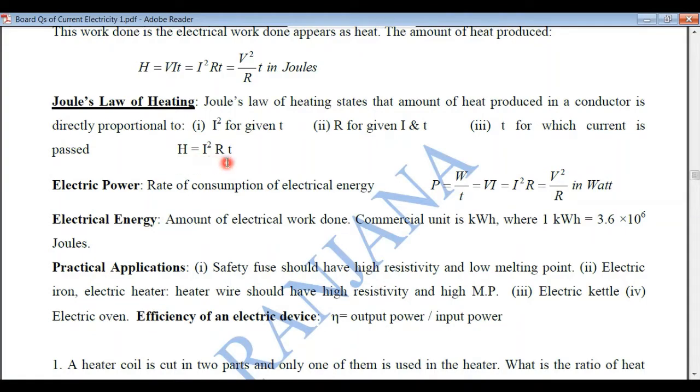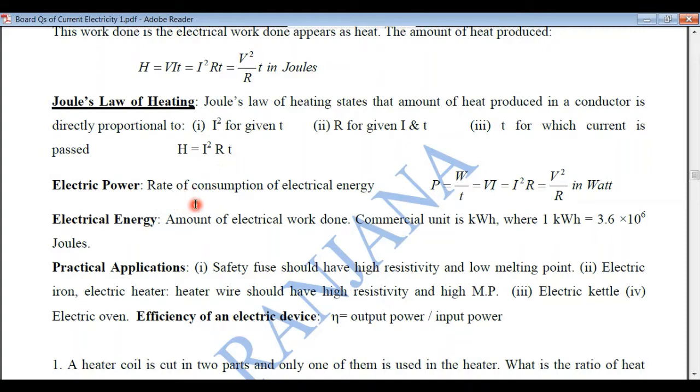Okay, and this effect is called the Joule's law of heating effect, because whenever the current is passed through a conductor, some heat is produced and this heat produced will be given by I square R into T, and this is called Joule's law of heating.